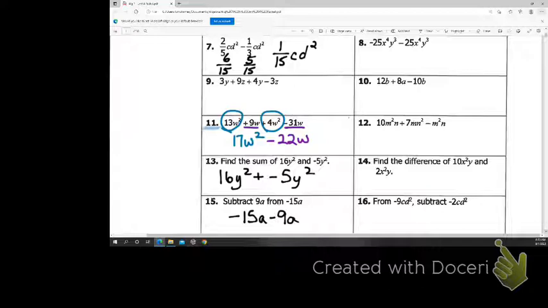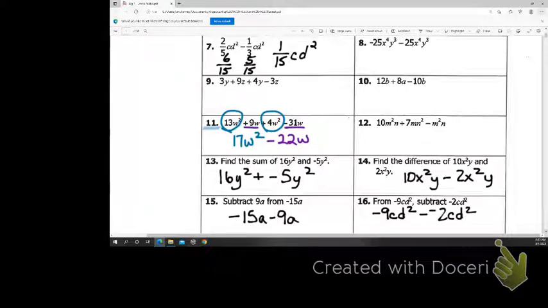Difference is also subtraction in number 14. The minus would go in the middle, and you go in the same order that it's given to you. And then 16 kind of flips 15 around. It says from this, subtract this. So then we would actually start with this, subtract negative 2cd to the second.